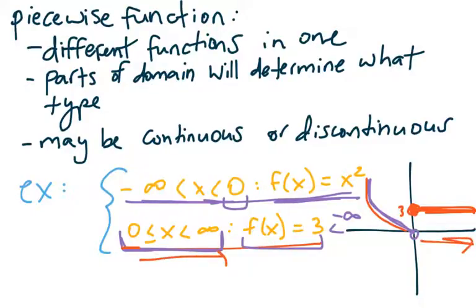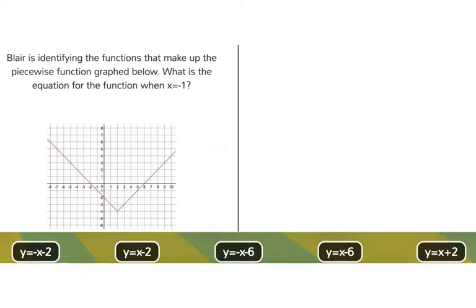Now, notice also we used an open circle to show that the end of the first function does not include the 0, and a closed circle to show that the beginning of the next function includes the 0 value at 3. Let's look at an example of how we might interpret a piecewise function.